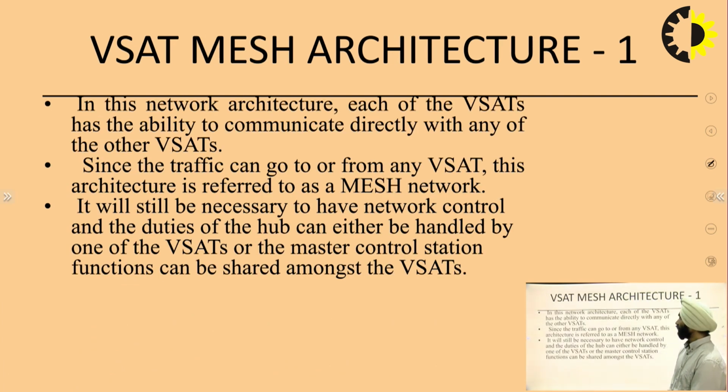Then there is a mesh topology, where the network has the ability to communicate directly with all other VSATs. Since the traffic can go from any VSAT to the other VSAT, this is called the mesh network. It is also necessary to control the network duty of the hubs, either by one of the VSATs, which is called the master control station, or it can be distributed across all VSATs. So this is also increasing the functionality of the VSATs.